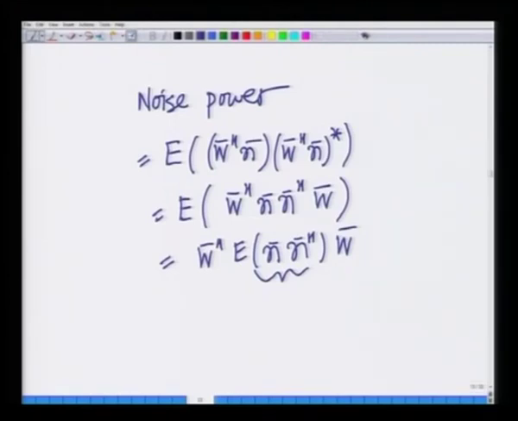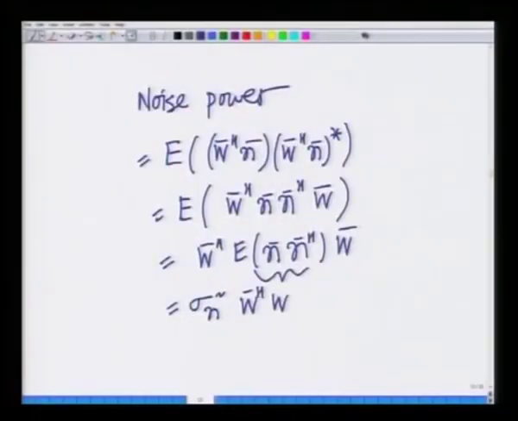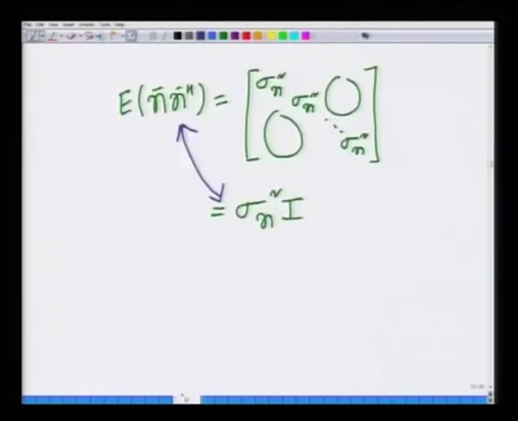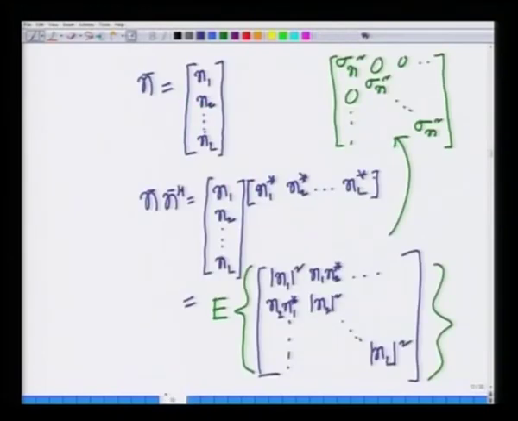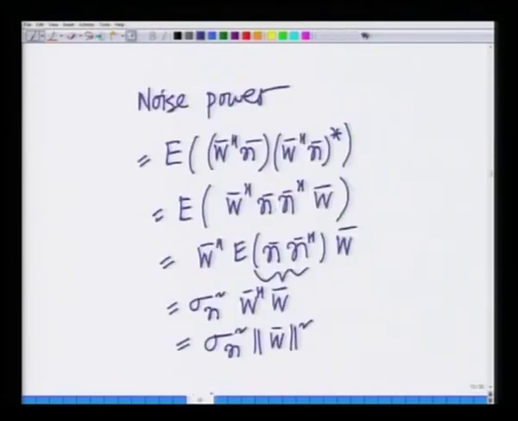We saw expected n bar n bar Hermitian is nothing but sigma n squared identity. So, that is just proportional to the identity matrix. So, that will simply be sigma n squared, because any matrix times identity is itself, this is simply W bar Hermitian W bar, which is sigma n squared norm W bar squared, same as what we derived earlier, except that this uses matrix notation directly. So, it is a very elegant way to derive the same result. Remember, we derived this result earlier, alright.